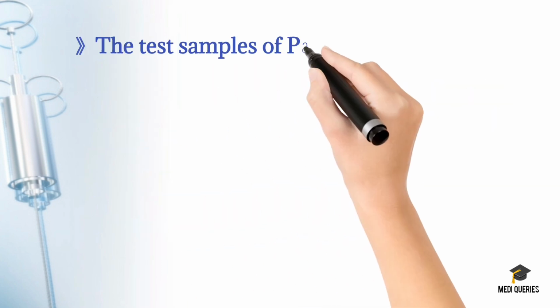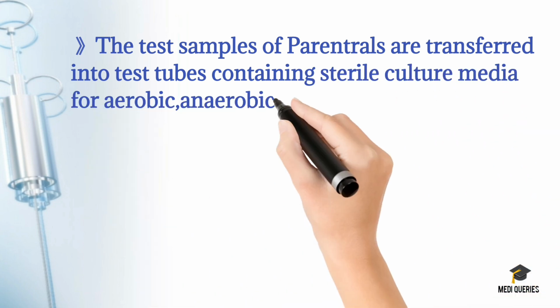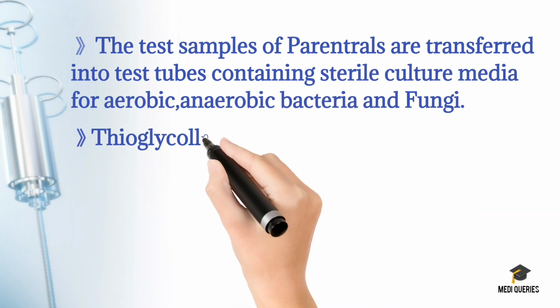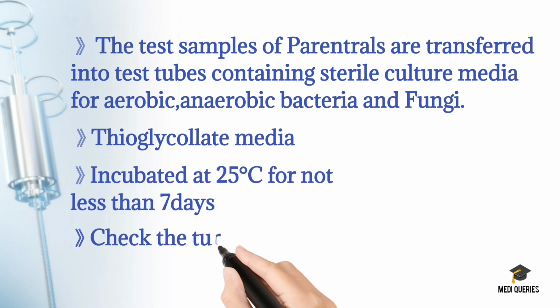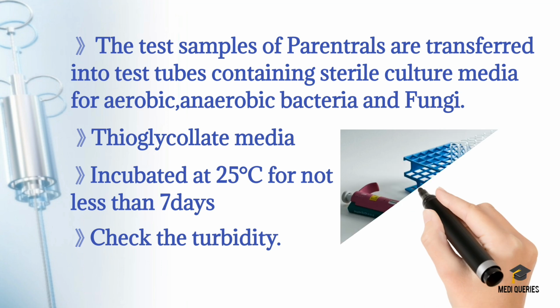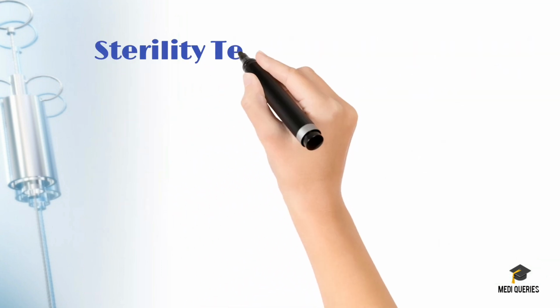So the test samples of the parenteral preparations are transferred into test tubes containing sterile culture media for aerobic, anaerobic bacteria and fungi. These test tubes are incubated for a stated time in an incubator. The presence of turbidity in the culture media indicates the growth of microorganisms, and the sample fails to comply with the test for sterility. This can be confirmed by repeating the test. So this is how we have to conduct the sterility test for the parenteral products.